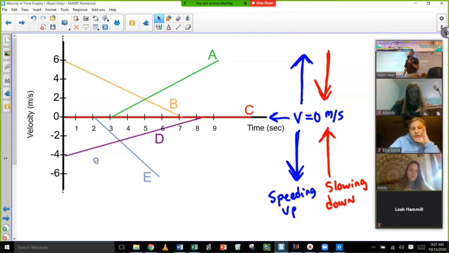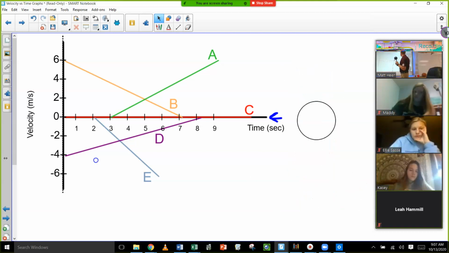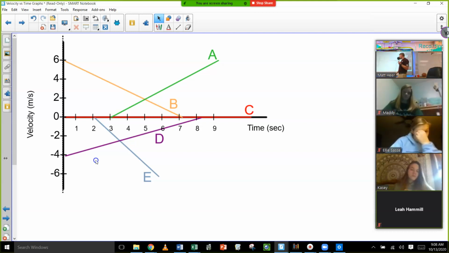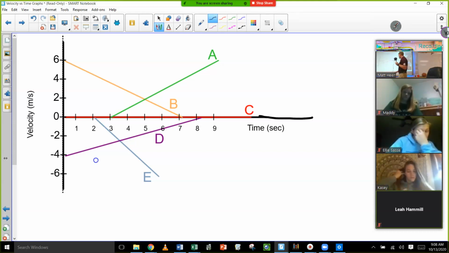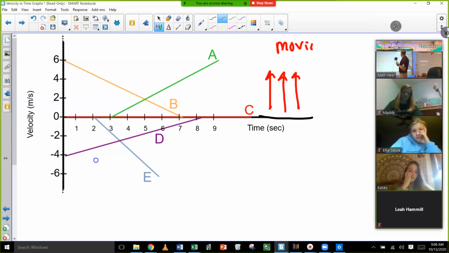The second thing that people are having a hard time with is if I asked you which one of these is moving in a positive direction. So which one of them are moving in a positive direction? The way to think about this is here's that special line again. Anytime the graph is up here, you're moving in a positive direction.